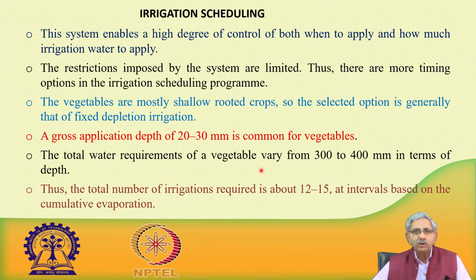And the total water requirement varies from 300 to 400 millimeter in terms of depth. This is for the whole crop season, and the total number of irrigations required is about 12 to 15 at appropriate intervals.